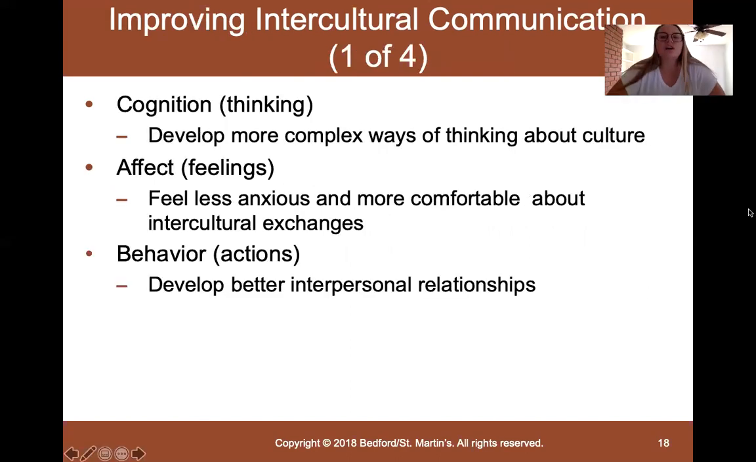Okay, so improving intercultural communication. We do this through a number of steps. First, cognition. We're going to think about this and develop more complex ways of thinking about culture. We are going to start thinking about the way we were raised in our own culture and how that may contrast with the way someone else was raised. But that doesn't make your way or their way right or wrong. It's just different.